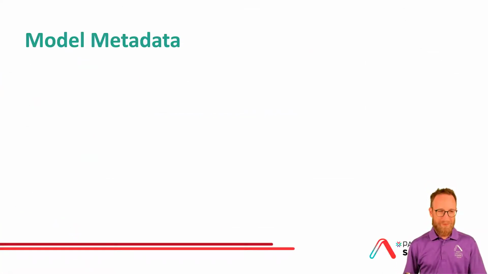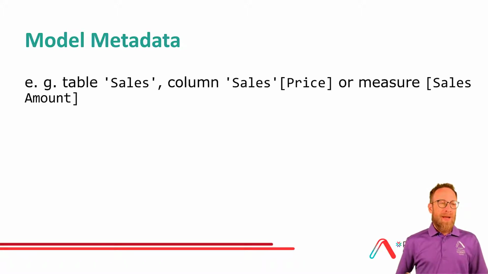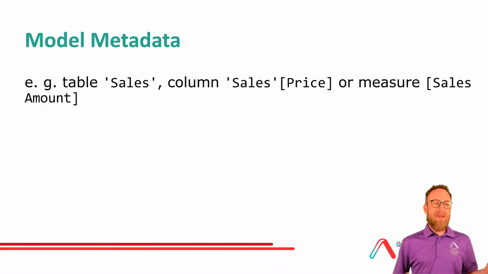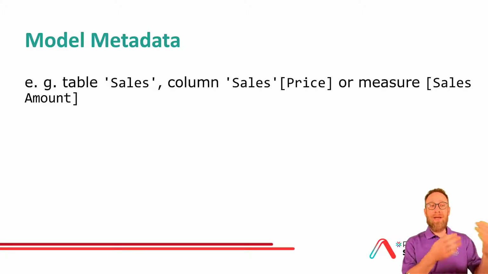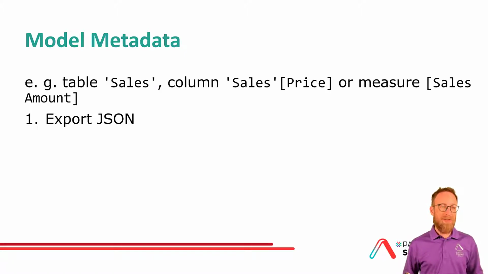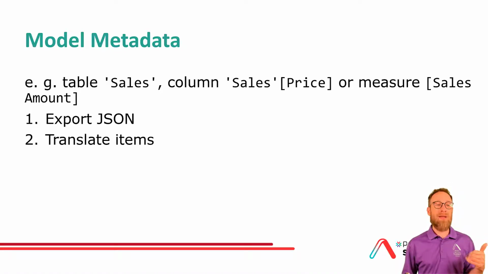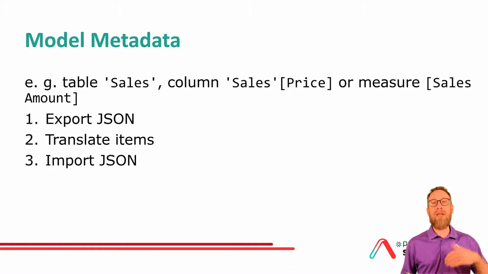So back to slides. The model metadata: what I mean with that is that, for example, the table names, the column names, the names of your measures should be able to be translated. So if I connect to the model and state I want to see everything in German, then all the table names, the measure names, and the column names should appear in German. This is rather easily done because you can export the existing model metadata as a JSON file. Then you can do the translations inside this JSON file and then import it again.